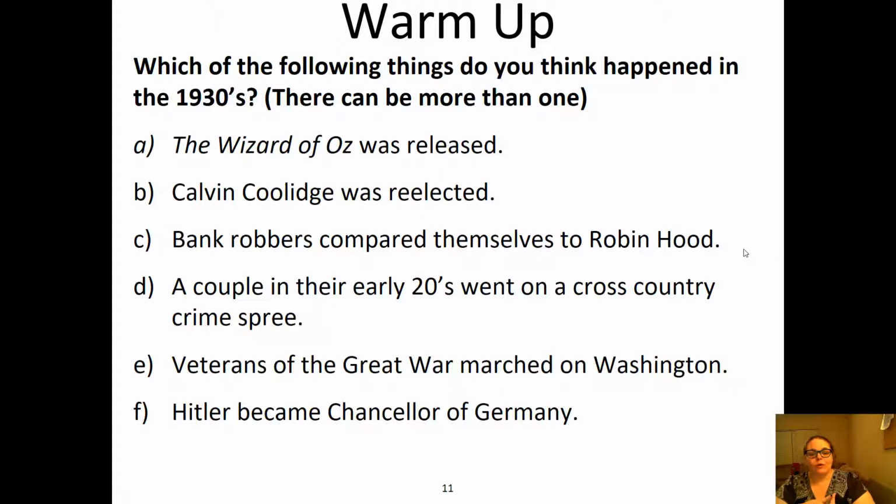And then veterans of the Great War did march on Washington in the 1930s, and Hitler became Chancellor of Germany in the 1930s. Hitler was actually elected Chancellor of Germany the same year that FDR was elected President of the United States. So if you're keeping tally, the A, C, D, E, and F all happened in the 1930s. So the only one that didn't was B.